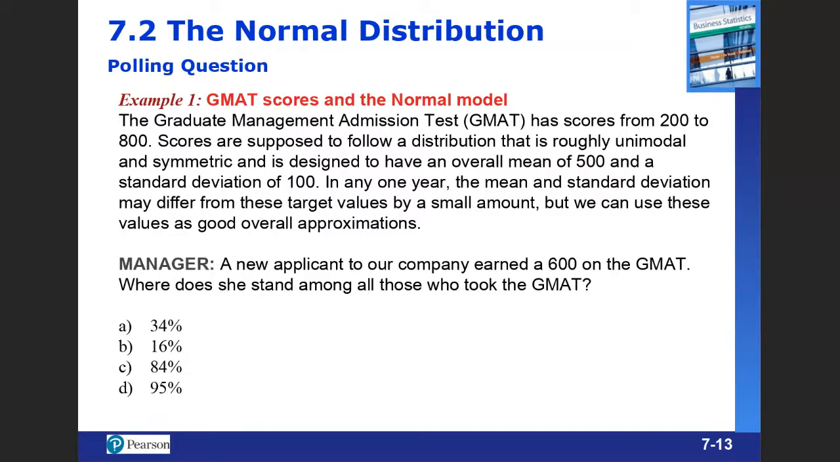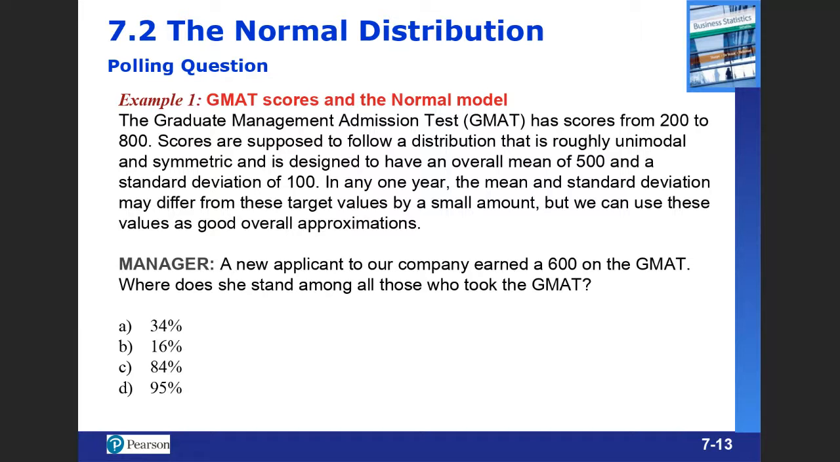So reading from the top, GMAT has scores from 200 to 800. Scores are supposed to follow a distribution that is roughly unimodal and symmetric, and is designed to have an overall mean of 500 and a standard deviation of 100. Now, why is this important? It's important because we need to know what you're dealing with.